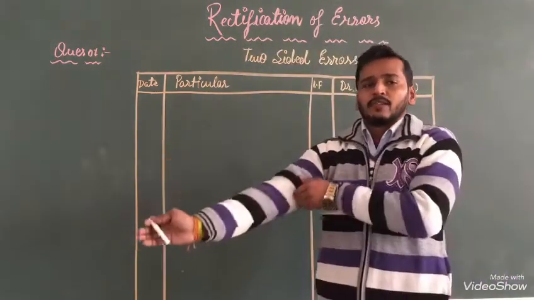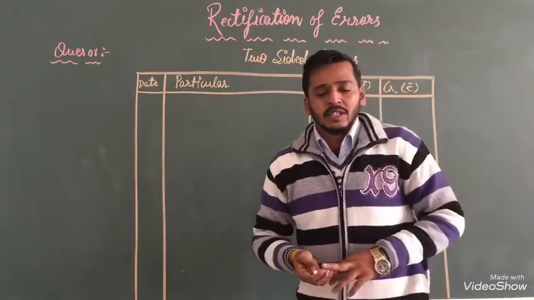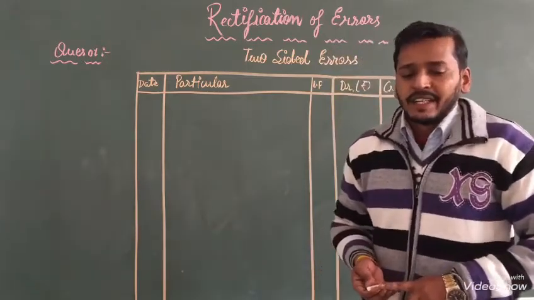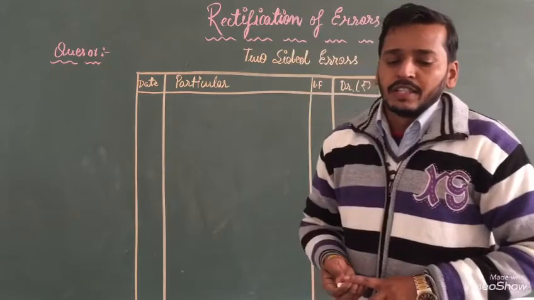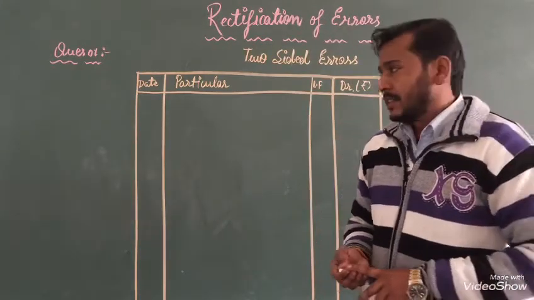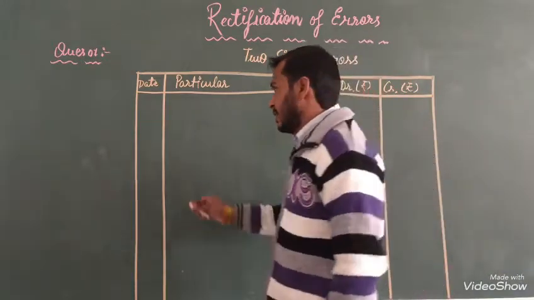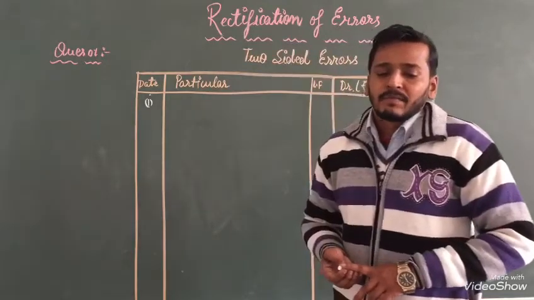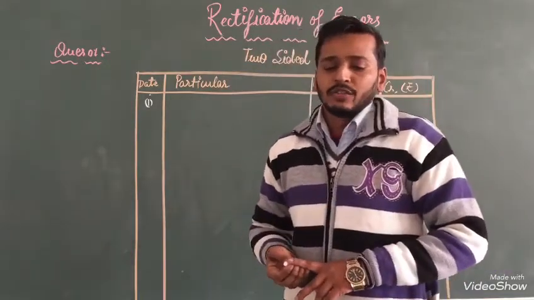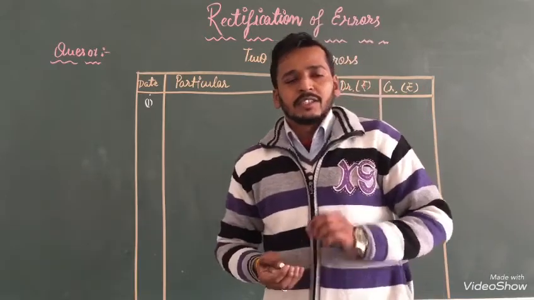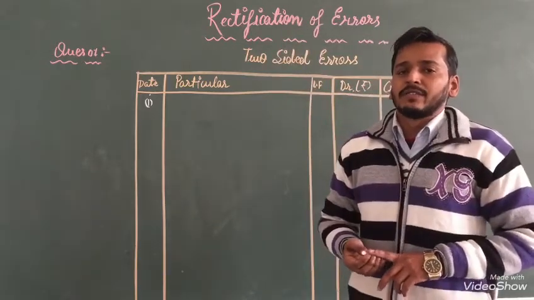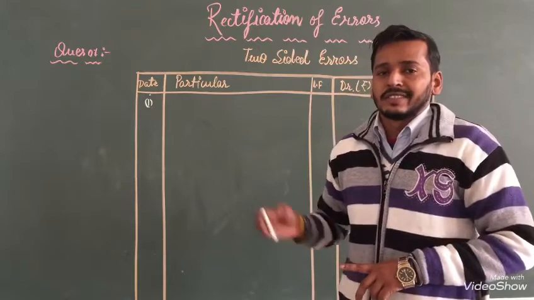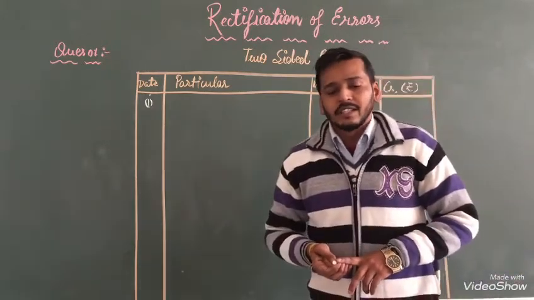In the date column we have to write the date, otherwise the serial number. Suppose one question comes in front of you: credit sales to Arun 7,000 were not recorded. Then how shall we go for this entry? This is entry number one. Once again, listen: credit sales to Arun 7,000 were not recorded. If this type of error comes in front of you, how will you write it in this table? Then we have to write Arun debit.